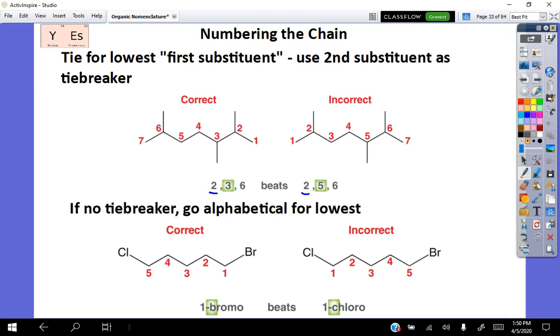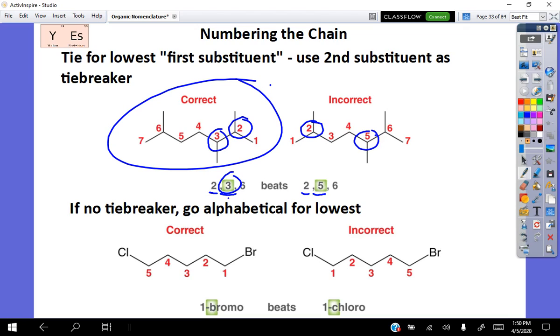So in this particular molecule, we have a tie for our second branch. Then you go on to the next lowest number. Here, the next branch happens on 3, compared to here, the next branch happens on 5. Since 3 is lower than 5, this is the better numbering system compared to this. Now, if there's no tiebreaker, regardless of how you number it, then you're going to go with alphabetical order. So in this particular example, we have chloro for chlorine and bromo for bromine. The one where bromo is a number 1 is better than chloro being a number 1 because B comes before C in the alphabet.